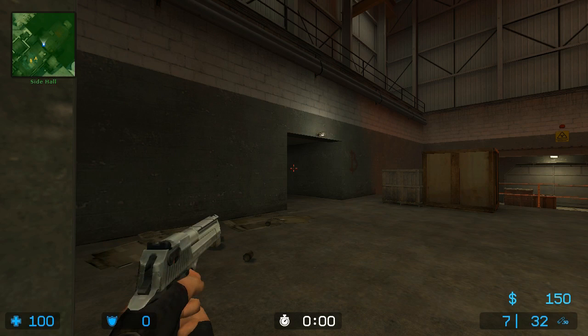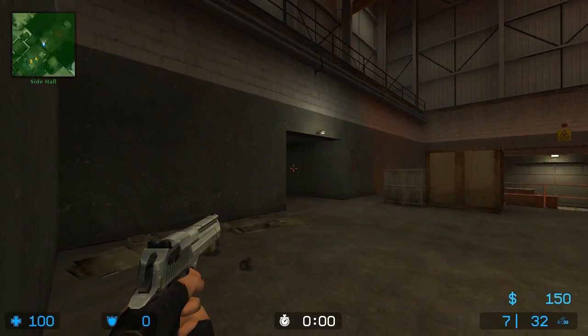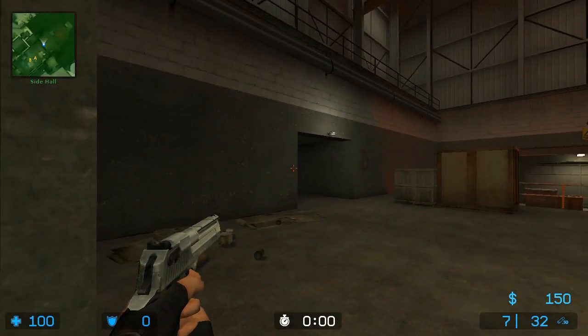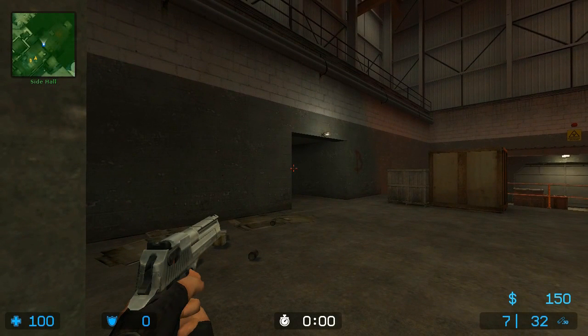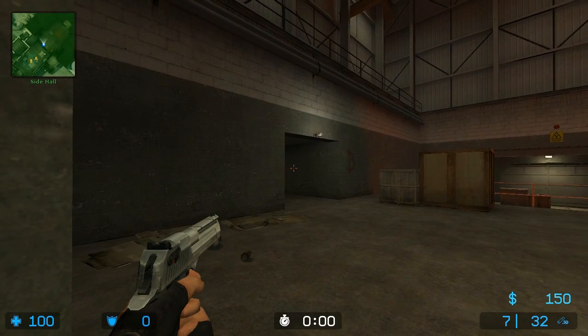Now, there's the obvious, right? You always want to be aimed at headshot level, but it's a lot more complicated than that. So I'm going to give you a small example. This is a spot on Nuke at ramp, and it's a spot I deagle from a lot, right? Now, you may think it's obvious. You want to be aimed right here. But I, for instance, don't do that. I aim right here. And there's a few reasons for that.